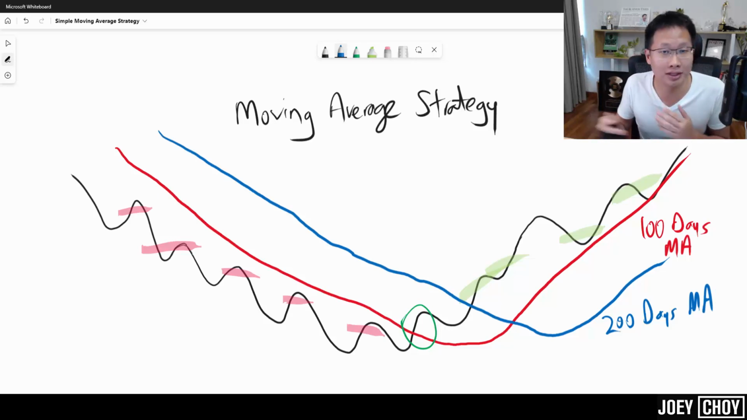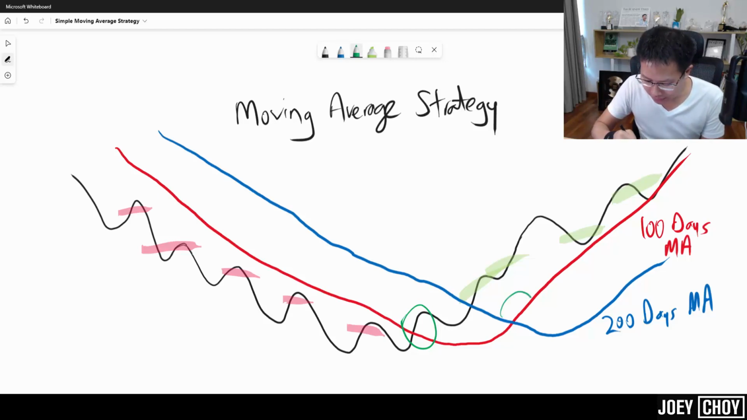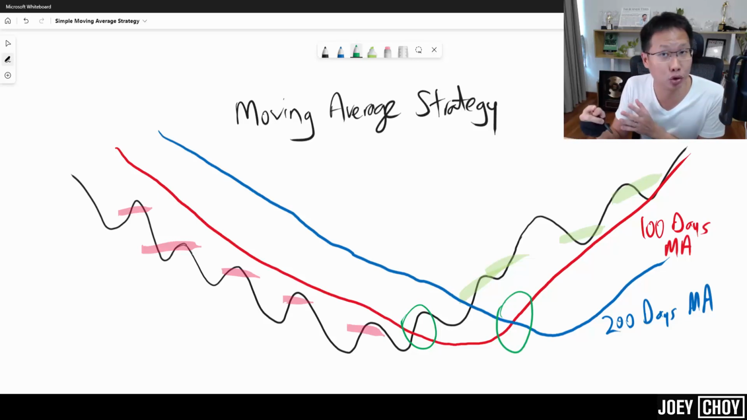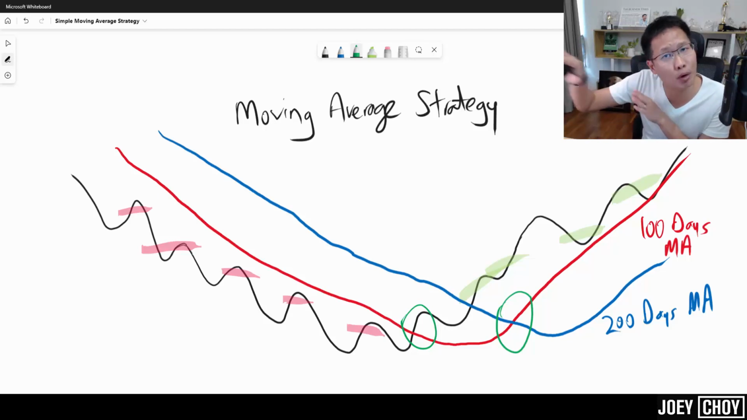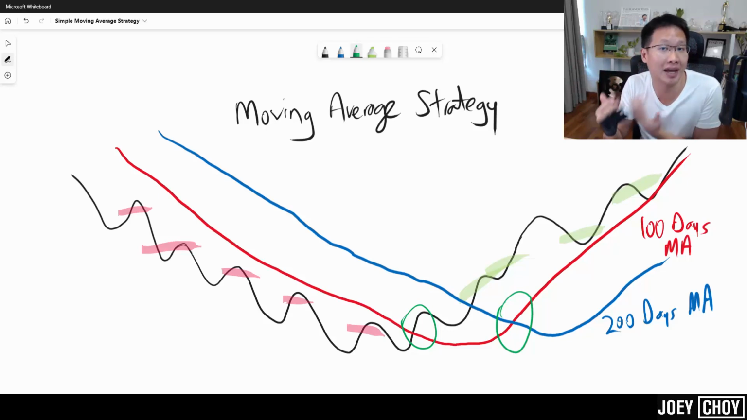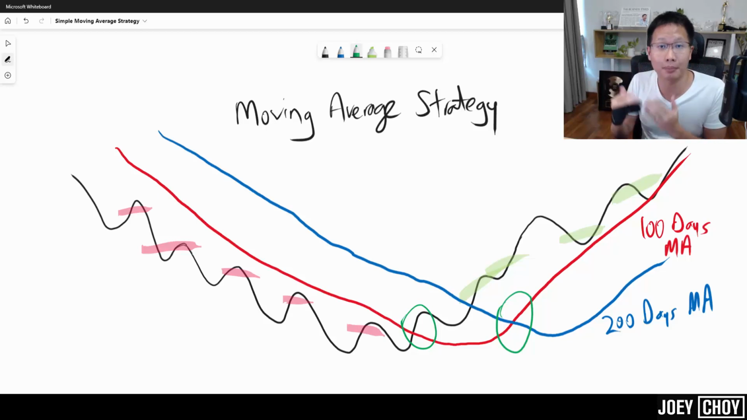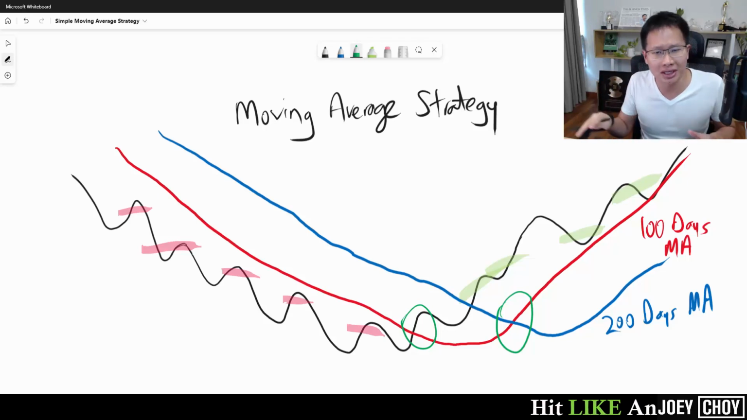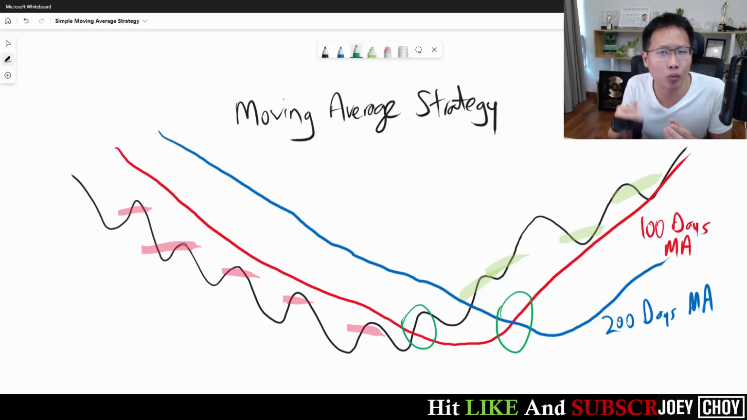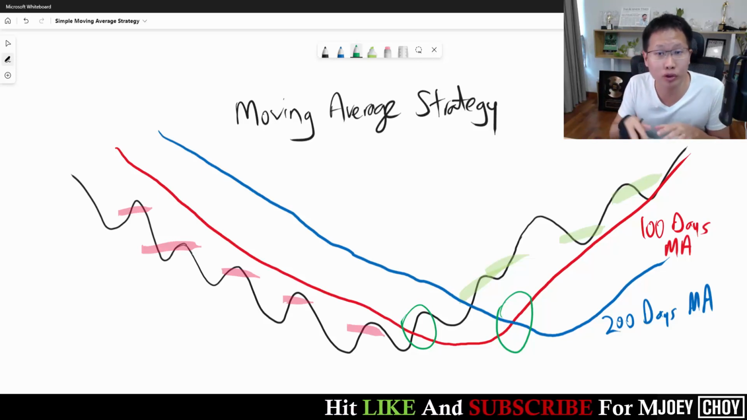The next thing you can look at, just by having these two lines, is the crossover. Right over here, can you see that the 100 days moving average, the red line, goes above the blue line, the 200 days, and both lines are pointing up? That could be a sign of a potential reversal, with an uptrend starting to form, and this is where you can think about buying or positioning yourself to ride the upside. So a moving average strategy gives us an idea of where the trend is heading, just by pulling out the moving averages.